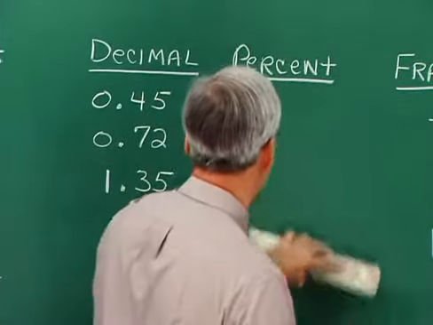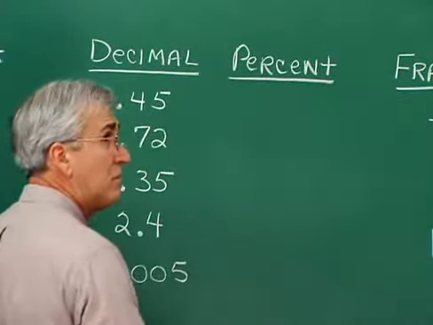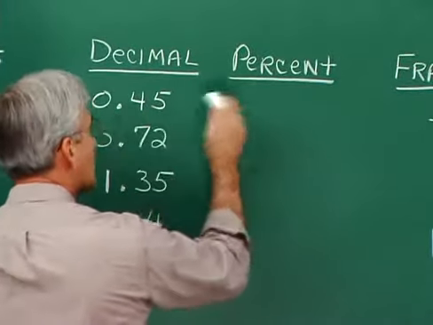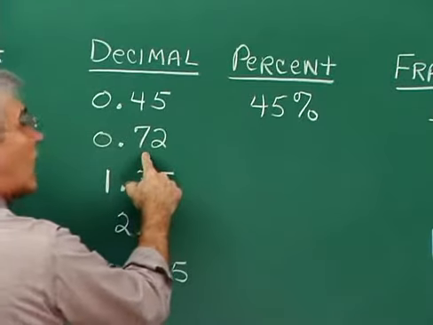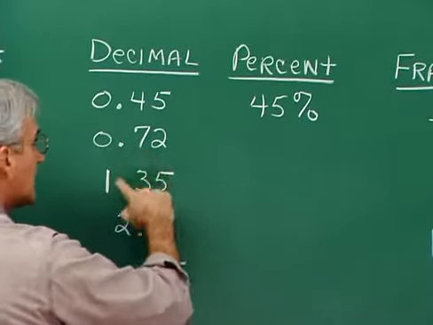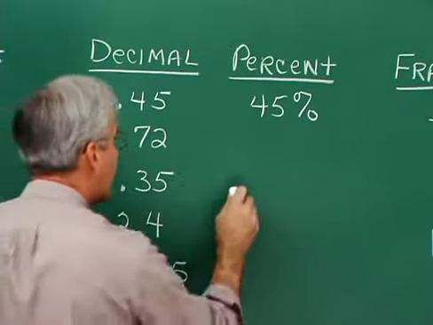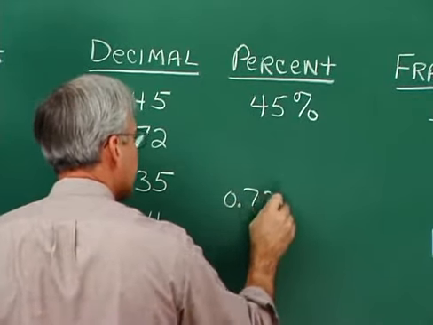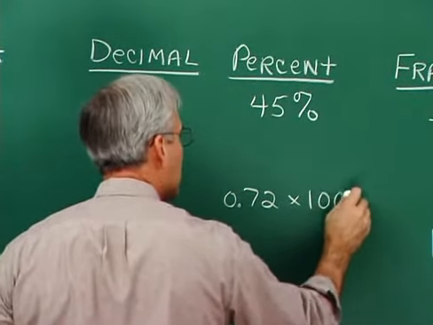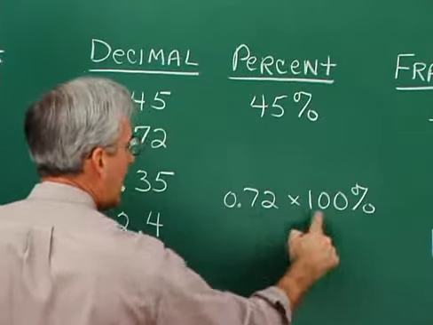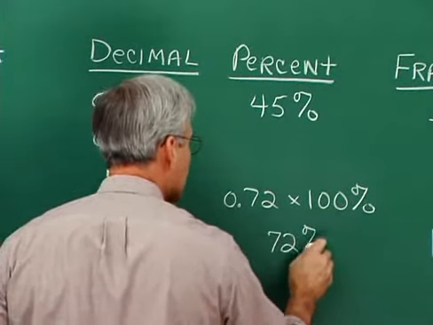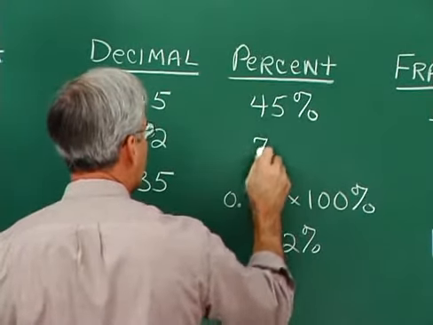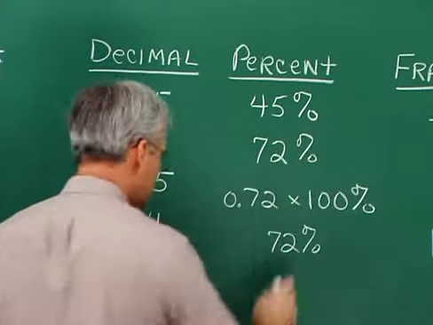So 45 hundredths, hundredths means percent. 45 hundredths is 45%. All right, 72 hundredths should make some sense that it's 72%. We can verify like this. Just multiply by 100%. Multiplying by 100 slides the decimal 2 over. Bring down the percent sign, and we're finished. This is 72%.